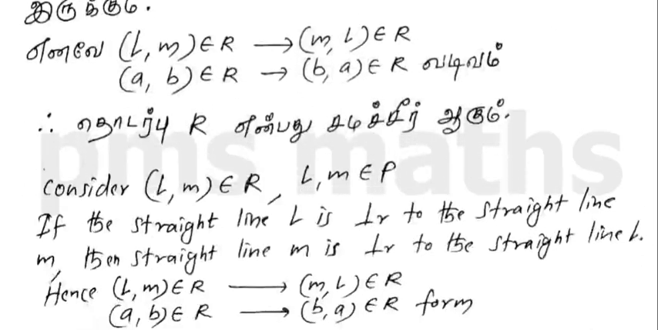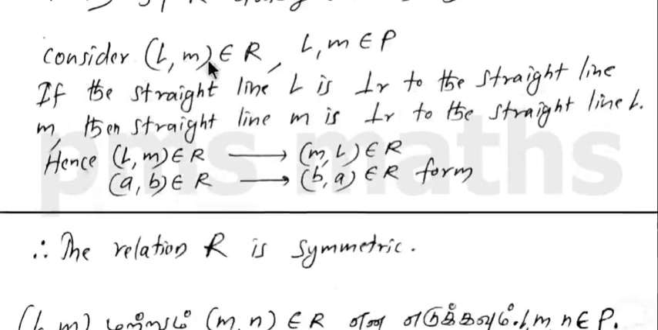Then consider L comma M belongs to R. Here L comma M belongs to P. P is set of all straight lines in a plane. If the straight line L is perpendicular to the straight line M, then we can say the straight line M is perpendicular to the straight line L. If a straight line is perpendicular to another straight line, then that second straight line is also perpendicular to first straight line. Therefore, we can say if the straight line L is perpendicular to the straight line M, then straight line M is perpendicular to the straight line L.